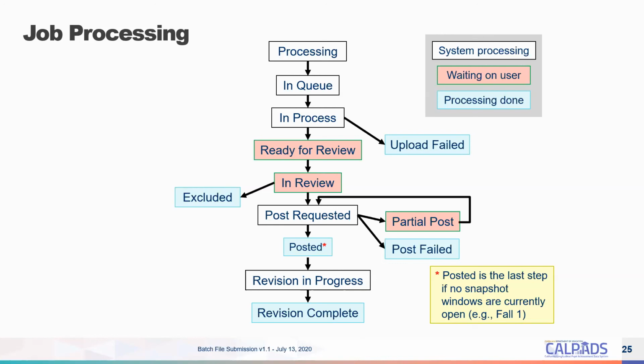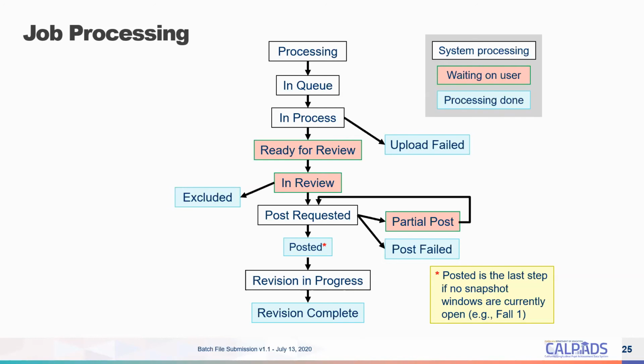If you post all the records, you go down to posted. That means the file has completed. There's no other actions. So an excluded status and a posted status, an upload fail status, or post fail status all tell you processing is done. There's nothing you can do more.